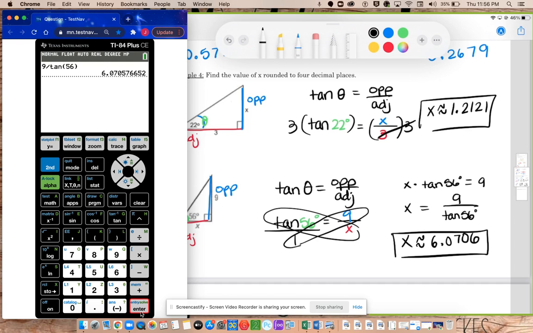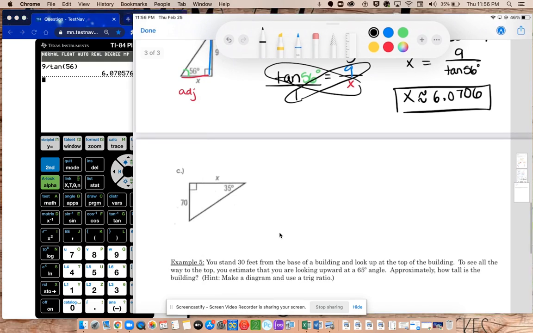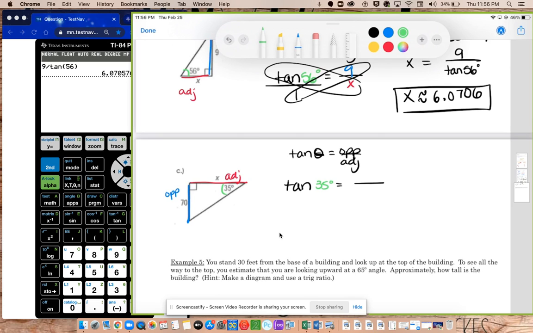Okay, let's try one more and then a word problem. All right, so again, we're given an angle. Here's my angle down here, that 35 degrees. We know the opposite side is 70. We're going to look for the adjacent side, which is x. So we have that tan of theta is equal to opposite over adjacent. So that's tan of 35 degrees. It's equal to the opposite side, which is 70, over the adjacent side, which is x.